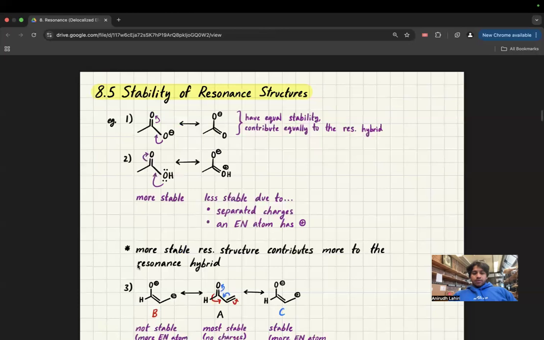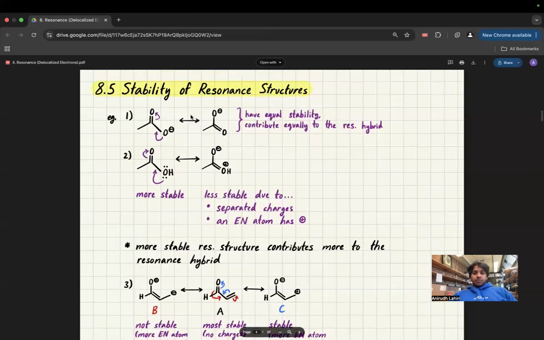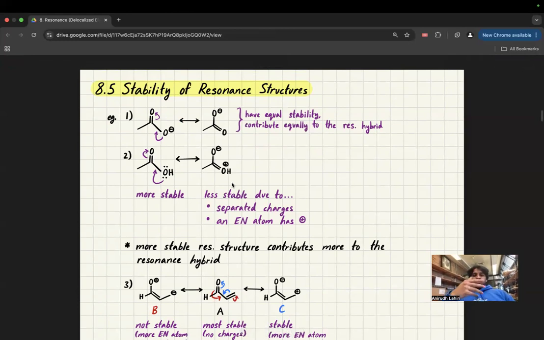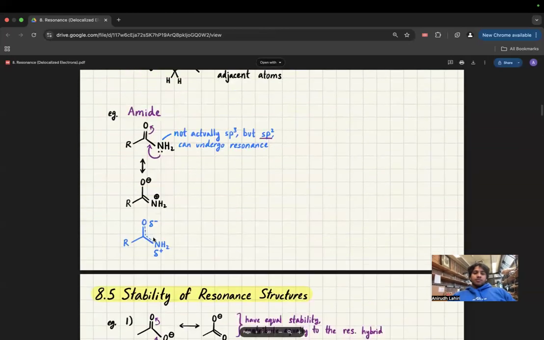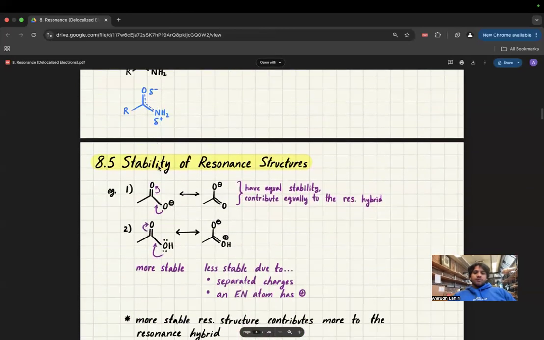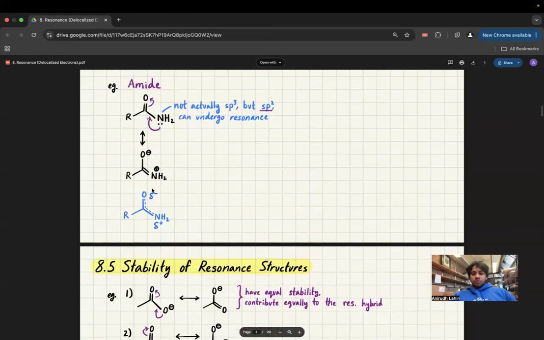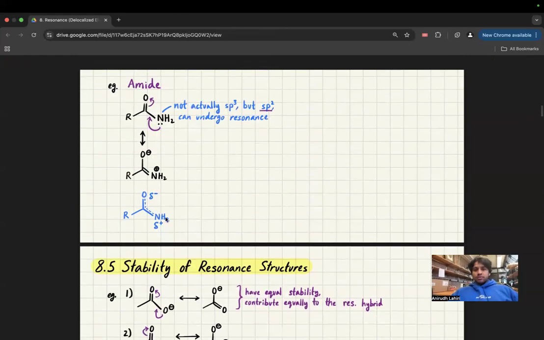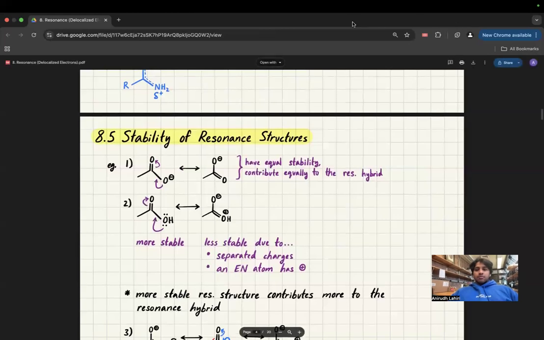Okay. Stability of resonance structures. So these have equal stability. More stable, less stable. Basically, the more stable a resonance contributor, the more it'll contribute to the actual overall structure, right? When we draw the hybrid, it doesn't necessarily mean that this is 50%, this is 50%. It just means that both these two structures contribute to it, and this is the best way that we can draw it.